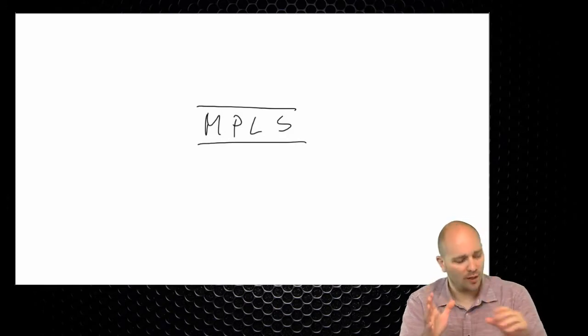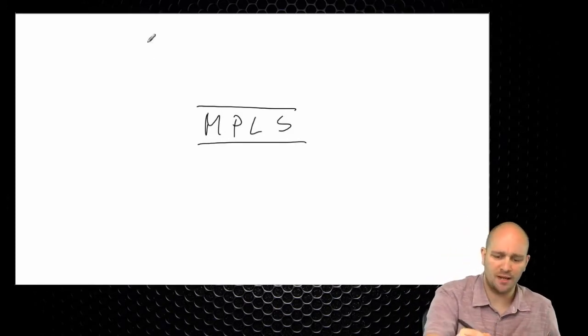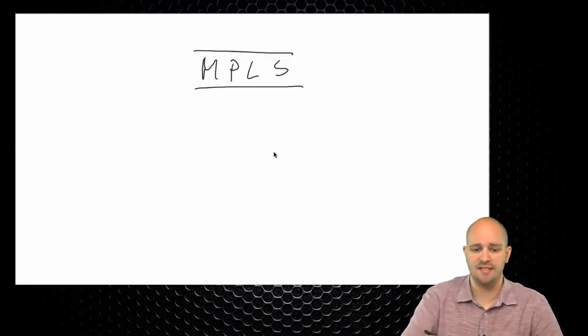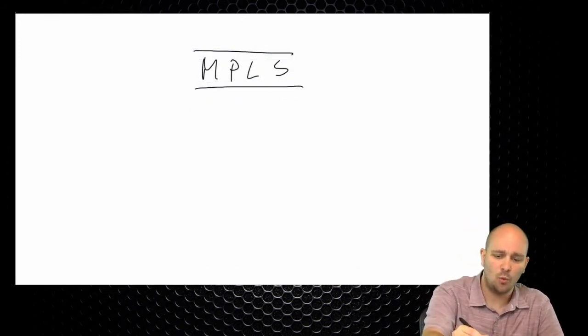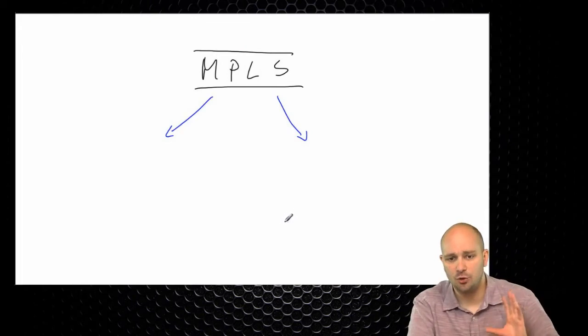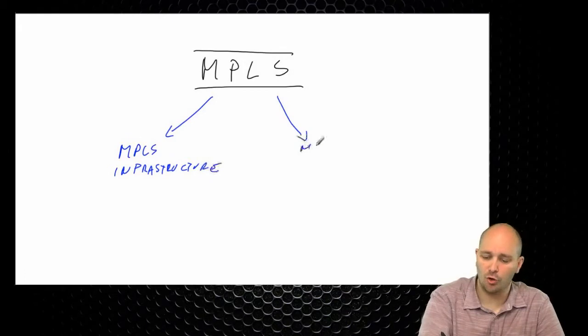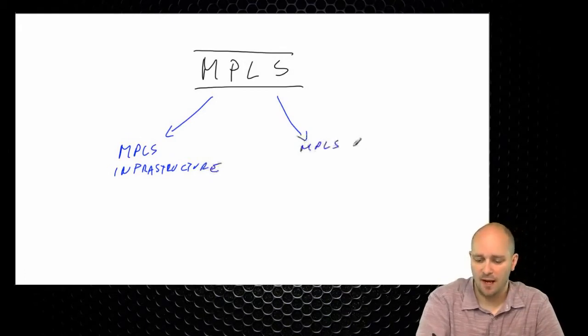So in order to go through MPLS at the level that is relevant for you for the CCIE routing and switching test, what we are going to do here is divide talking about MPLS into two separate categories. We are going to talk about MPLS infrastructure, and then we are going to talk about the MPLS applications.